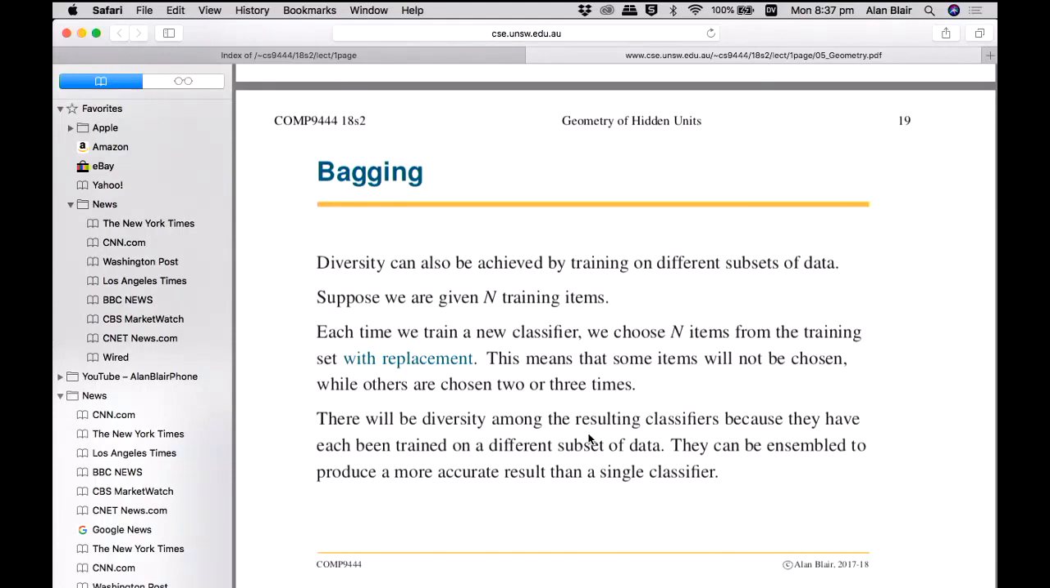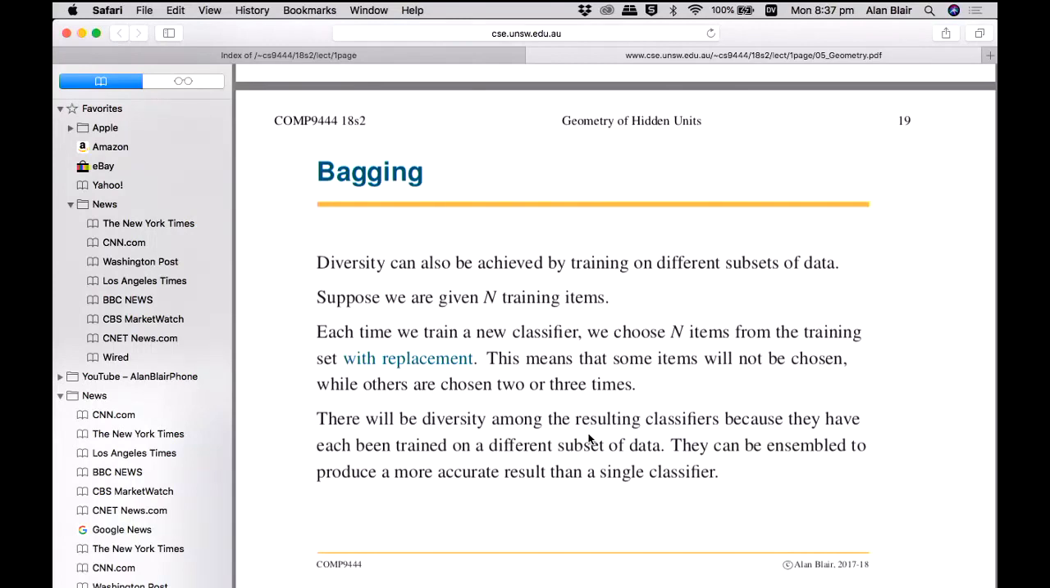So the trick people use is they say, well, I've got 100 items here. I'm going to randomly pick 100 items from these 100 items, but with replacement. So I pick one, and I make a note of it, but I put it back in the bag. And then I pick another one, and I make a note of that, but I put it back in the bag. So if I pick 100, some things will get picked twice, or 3 times even, but some things won't get picked at all. But I've got a new set of 100 items, and I can train on those.